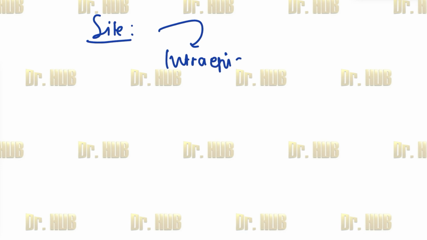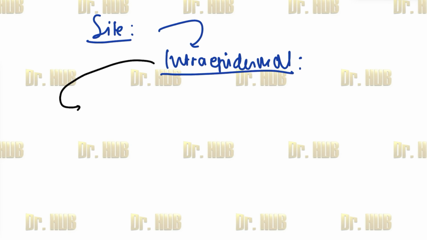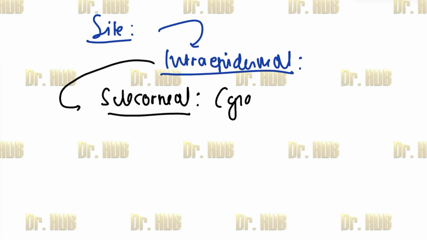Then moving ahead, we look at the classification according to the site. As per the site, we look at the intraepidermal. As per the intraepidermal, there is going to be the subcorneal, spinous, suprabasal and the basal. So let's look at what happens in the subcorneal. The subcorneal is nothing but the granular layer.